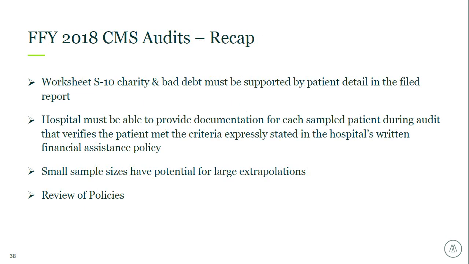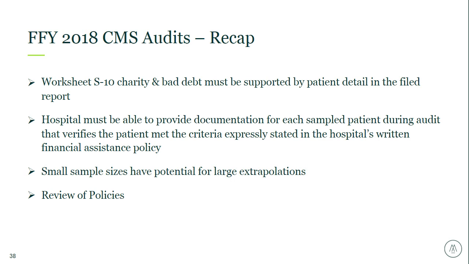We've covered a substantial amount of information, so just to quickly recap these audits. Worksheet S-10, charity and bad debt included in the filed reports must be supported by patient-level detail, and the hospitals must be able to provide documentation for each sample charity patient during the audit that verifies that the patient met the criteria stated in the hospital's written financial assistance policy. Small sample sizes have the potential for large extrapolations, so we recommend that every hospital complete an audit readiness test to determine how they would fare when their hospital is audited.